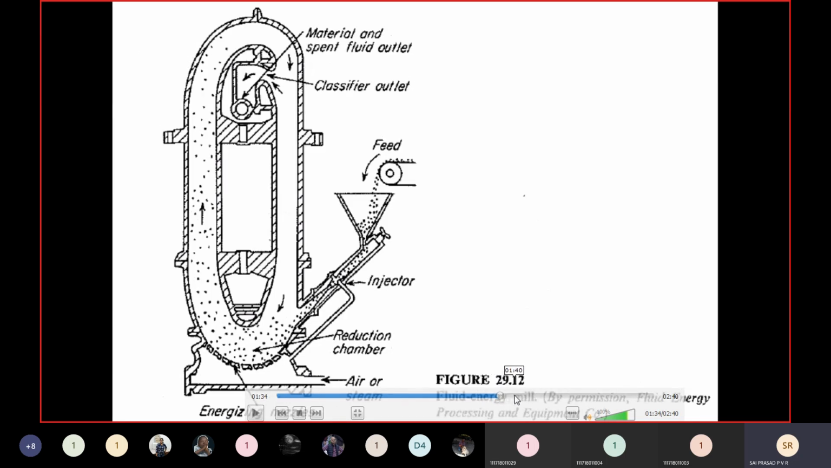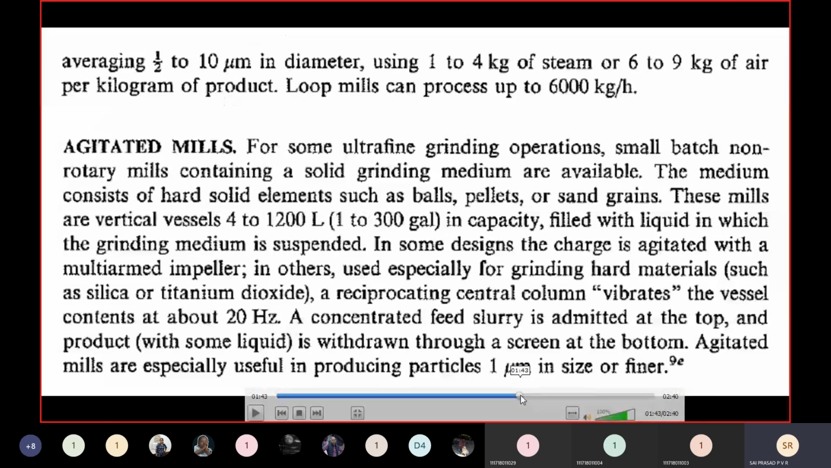This diagram we have seen. Averaging half to 10 micrometers in diameter, using 1 to 4 kg of steam, or 6 to 9 kg of steam per kilogram of the product. Loop mills can process up to 6,000 kg per hour. So these are the specifications of the fluid energy mill.